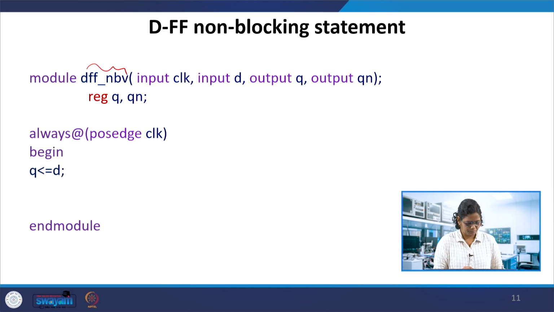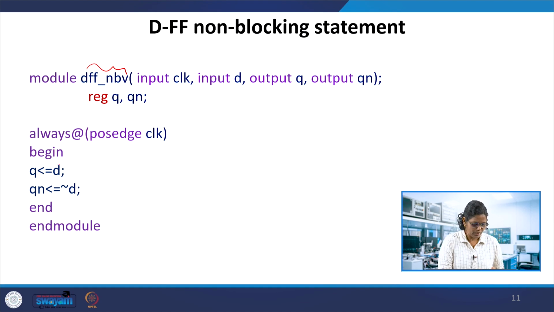So the non-blocking statement, you can say; so far we were using the blocking statement. D will be assigned to Q, Q less than or equal to D, and Qn less than or equal to tilde D, and end. So what is the difference between this flip flop and the previous one which we had done? We just had the equal to sign, and here we have the less than or equal to sign.